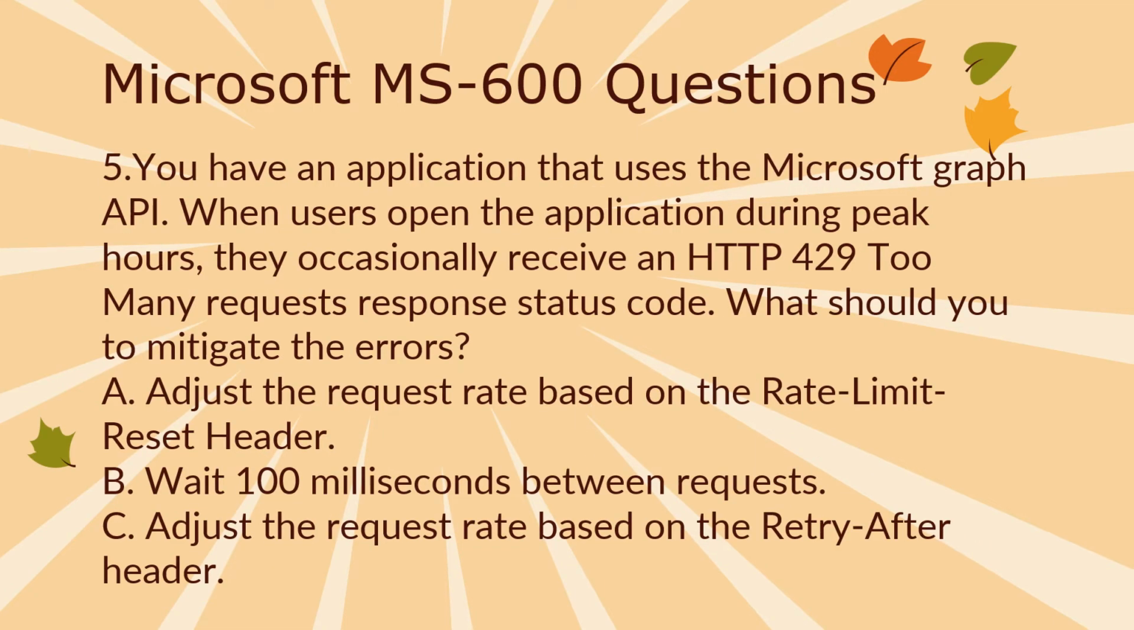5. You have an application that uses the Microsoft Graph API. When users open the application during peak hours, they occasionally receive an HTTP 429 Too Many Requests response status code. What should you do to mitigate the errors? A. Adjust the request rate based on the RateLimit-Reset header. B. Wait 100 milliseconds between requests. C. Adjust the request rate based on the Retry-After header.